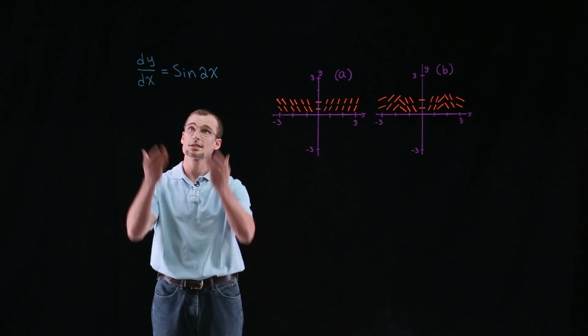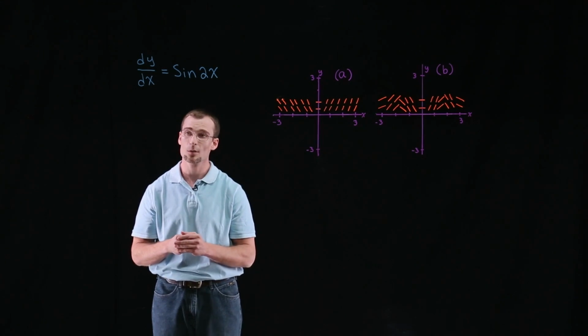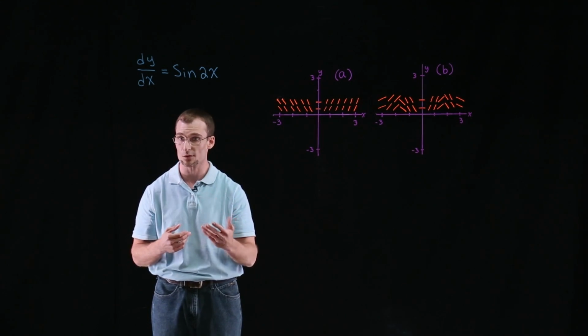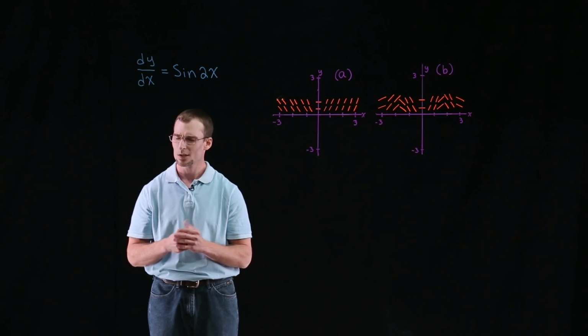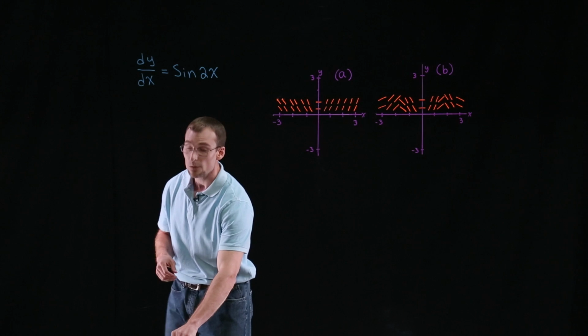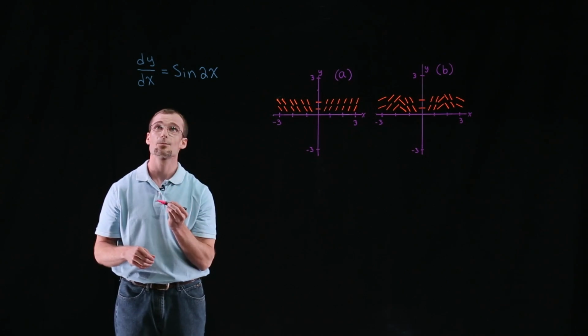So how we do that is take a look at our differential equation and see if we can come up with some idea of what the slopes of the curves generated by the general solution of that differential equation would be. Well, how can we do that? Well, we take a look at what we have: dy over dx equals sine of 2x.